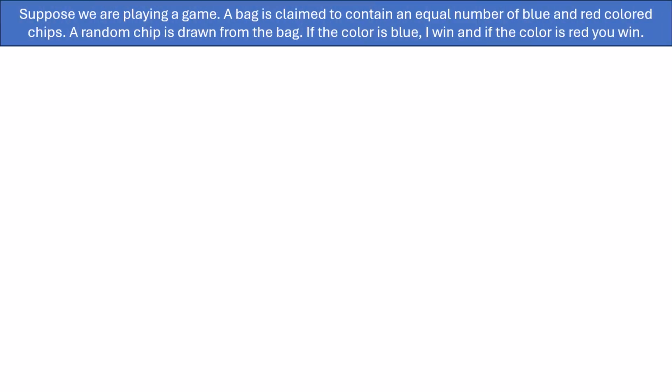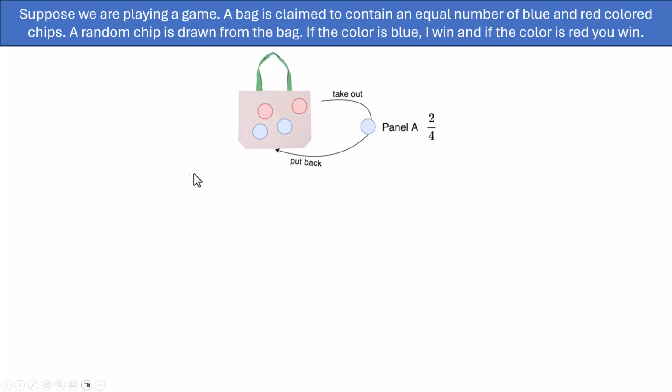Suppose that we're playing a game. A bag is claimed to contain an equal number of blue and red colored chips. A random chip is drawn from the bag. If the color is blue, I win. If the color is red, you win. So here's an image to show this relationship, and this is also discussed in the Grand Valley textbook.